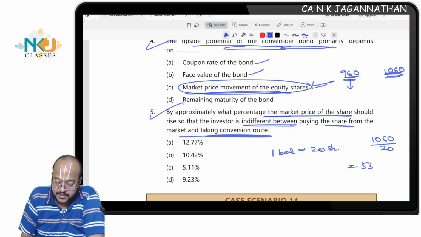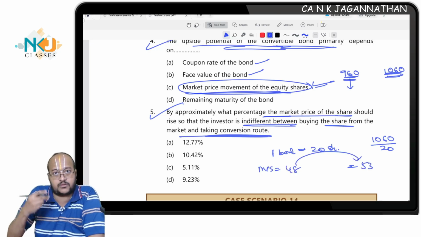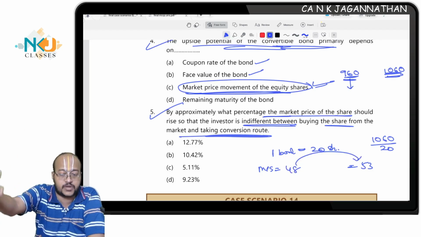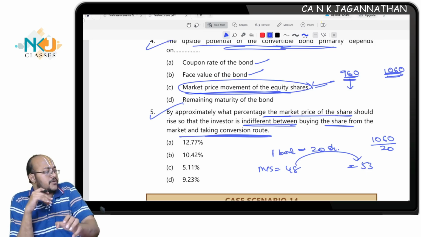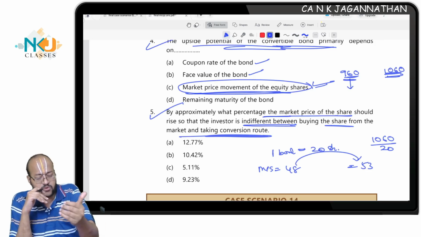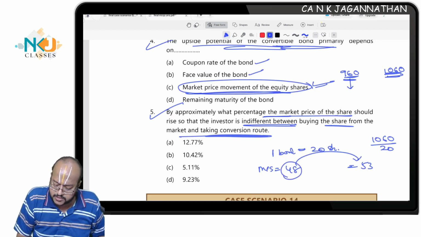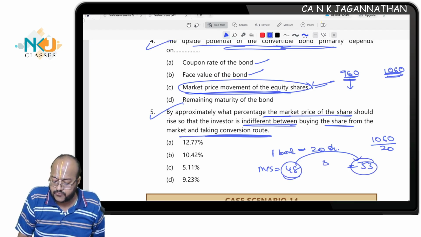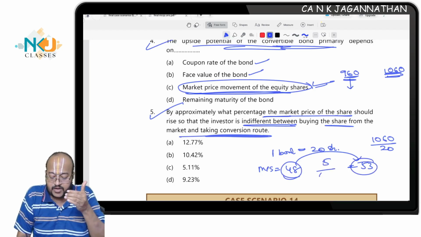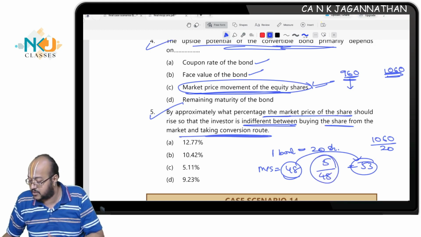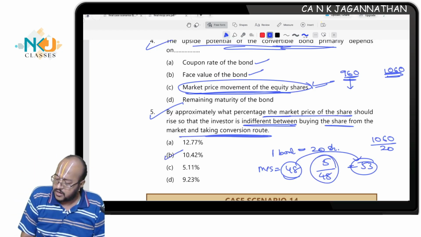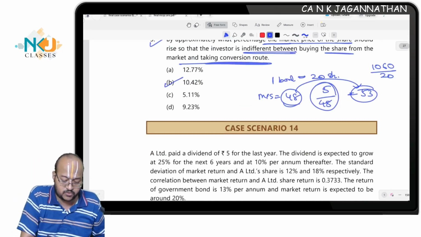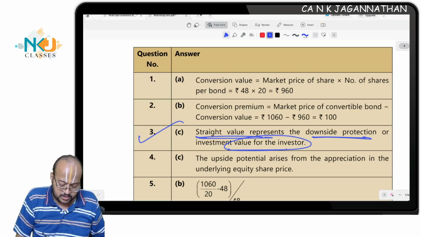Which means the current price of the share, MPS, is how much? 48. If this 48 price per share increases to 53, you will be indifferent between holding a convertible bond and holding an equity share. How much is the increase? 5 rupees is the increase from the current price of 48. 5 divided by 48 should be the solution in percentage terms. How much is that? 10.416, that is 10.42. B should be the solution. Yes, B is the solution.